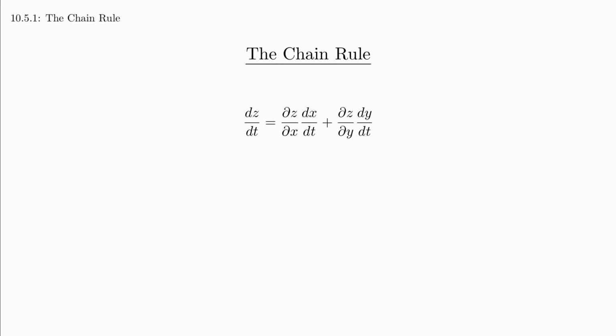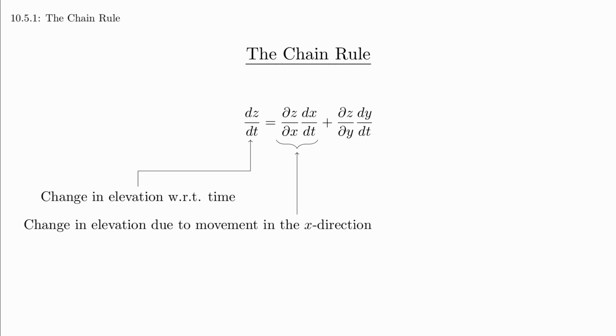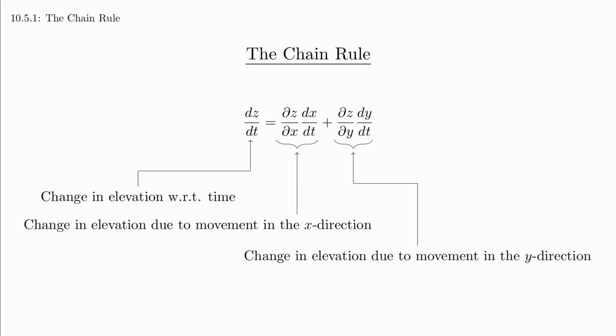Here's the formula for the chain rule. Let's try to understand the individual pieces. On the left we have the derivative dz dt. This is the rate of change of the hiker's elevation with respect to time. On the right we have two terms. The first term is the change of elevation due to motion in the x direction, and the second term is a change of elevation due to motion in the y direction.